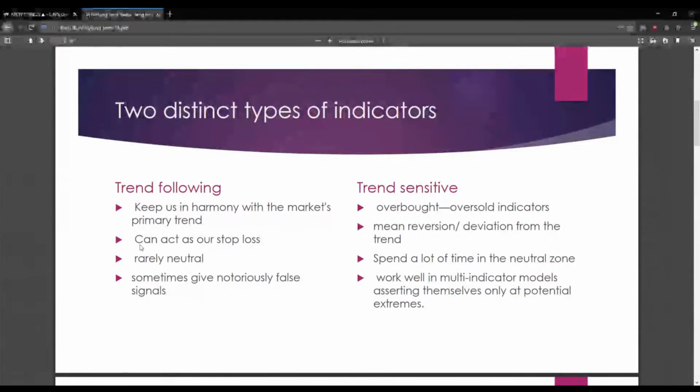You can actually go through that. It's fairly straightforward what trend following and trend sensitive are. Usually we can use trend following as stop loss, which is what I use it as, and trend sensitive can be used for mean reversion. But the problem with trend following, using moving averages, is that there are a lot of false signals if you have it too sensitive.